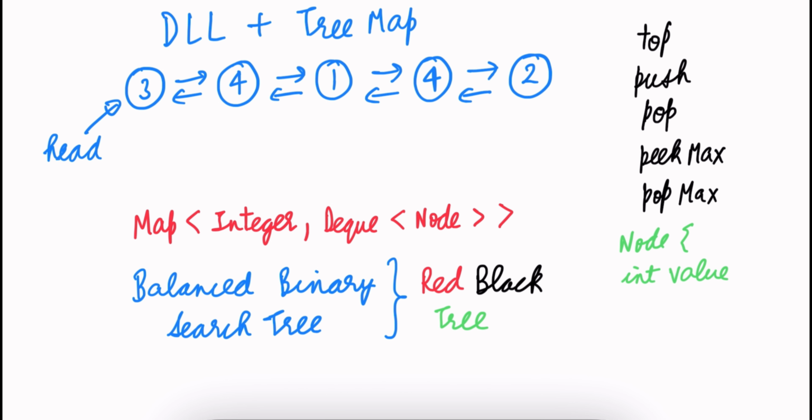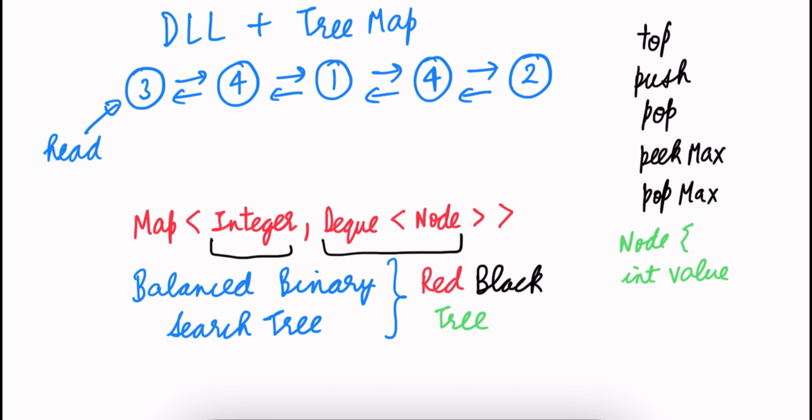In a hash map, the keys are not ordered, and to find the max key, we are going to have to iterate over all the keys, and it is going to take O(n) time. For a tree map, however, we can find the max key in O(log n) time. So this tree map is having the mapping from integer to a DQ.